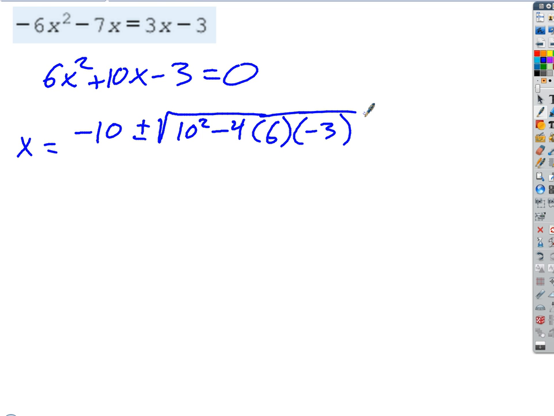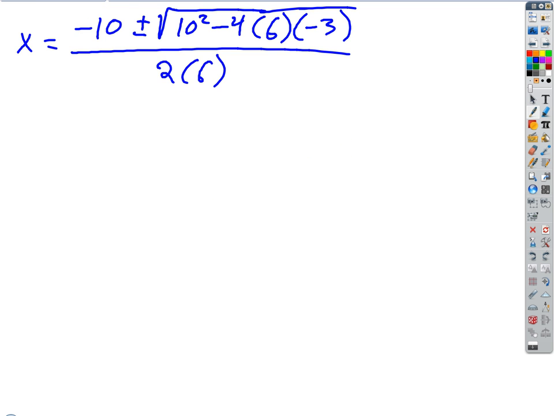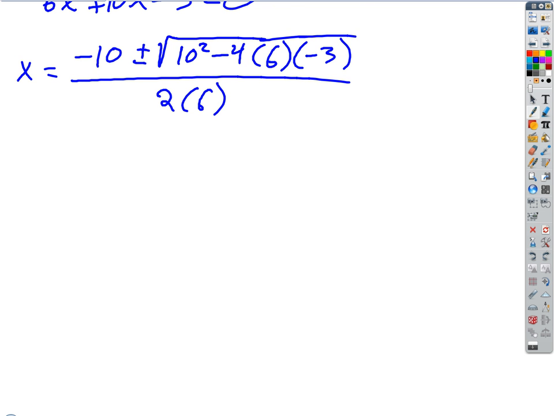Okay, good. And here's where some people still made some mistakes even on the memorization quiz. Remember, the division bar goes under the whole thing. It's all divided by the common denominator, 2a. So 2 times 6, right? Okay? All right, so now it's just a matter of simplifying this. So we end up with what here?